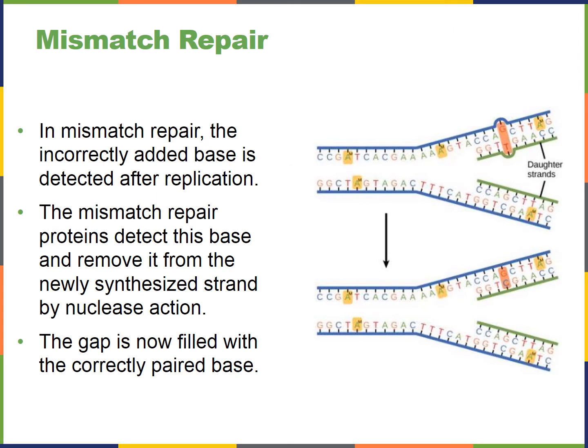In mismatch repair, the incorrectly added base is detected shortly after replication, and the mismatch repair proteins detect this base and remove it from the newly synthesized strand by nuclease action. Then the gap is going to be filled with the correctly paired base.